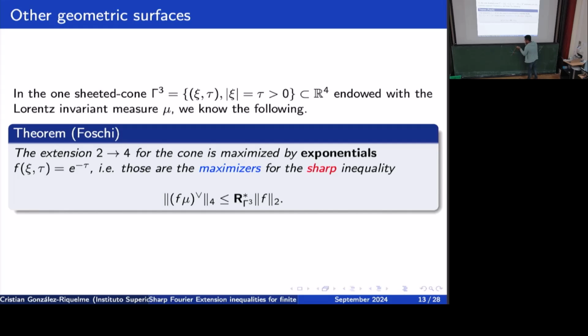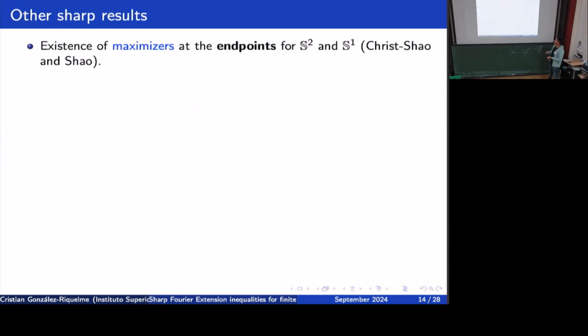This is just in the upper side. So he proved that also some derivation of exponentials are the only maximizers for the inequality. And the proof follows a similar spirit, studying first what is the convolution of the measure that is contained in the cone.